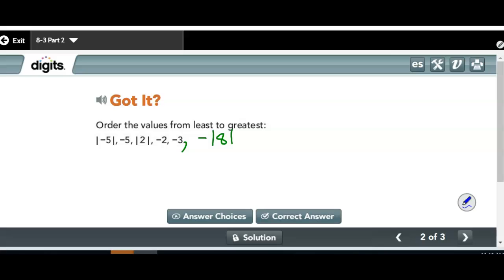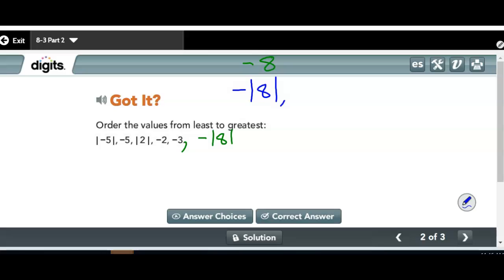I don't know. How do you read this? The opposite of the absolute value of 8. Okay, what is the value of this number? Chris? 8. Not 8. -8. Right? There should be -8 above.